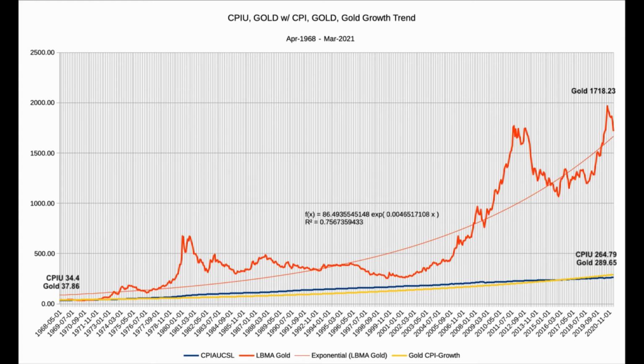Next thing I did, I plotted the yellow line. The yellow line is gold if it increased with inflation, which is what we're saying it should do. The trend line should just increase with the general price level. So gold back in April 1968 was 37.86. Now, if it grew at the same rate as CPI, which is 3.93% per year, that would increase by 7.65 times, and the price of gold would be $289.65 in March 2021.